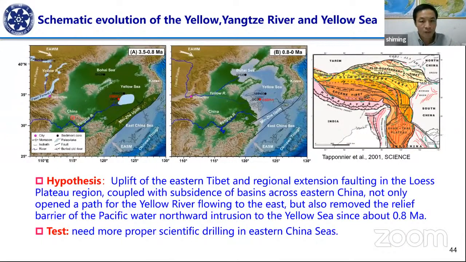The uplift of East Tibet and the regional extension of faults in the North Plateau region, coupled with the subsidence of the basins in eastern China. So these processes not only opened a path for the Yellow River to flow east to the South Yellow Sea, but also removed the barrier, the Minzhe uplift, the barrier for the Pacific water intrusion, northward intrusion to the Yellow Sea and the Bohai Sea since about 0.8 million years.